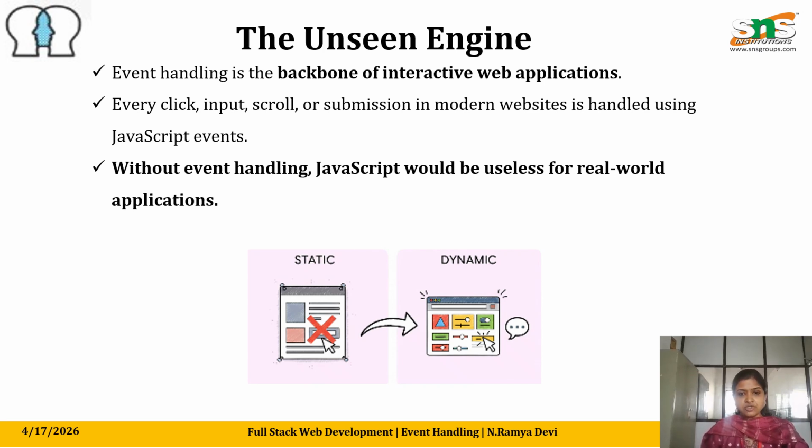The basic components of event handling: event handling consists of three main parts. One is the event source, another is the event listener, and the third is the event object. The event source is the object that generates the event, for example a button. The event listener is the code that runs when the event occurs. An event object contains details about the event.